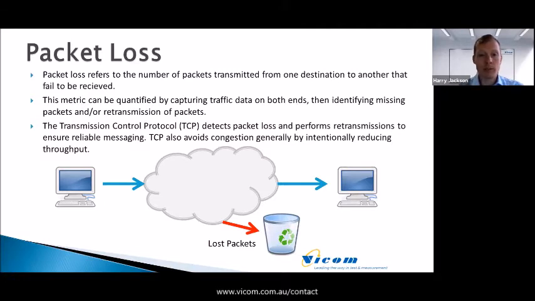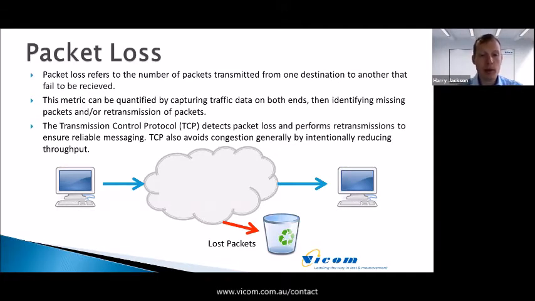So TCP detects packet loss and then performs the retransmission, which gives you the reliable messaging. So if you're working on a network that's experiencing a high amount of packet loss, that's going to be reflected in poor quality of experience for the user. So if you're theoretically streaming a video and your network's experiencing a high degree of packet loss, you're going to see a lot of buffering in that video as TCP continually requests a retransmission of given packets.